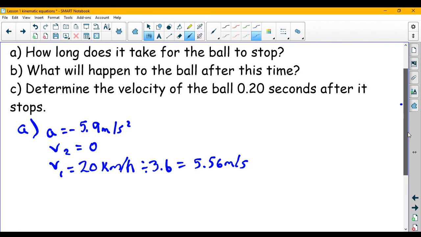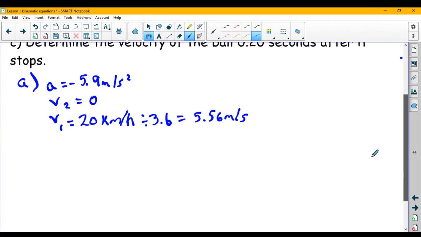So I want to do this. Remember, what we're trying to find here is how long does it take? So I'm looking for the time. I want to know what the time is. Excellent. I'm going to pick myself an equation. Again, I'm going to look at my list and find one that has all of the stuff in it that I need. So V2 equals V1 plus AT. Okay, so V2 was 0.